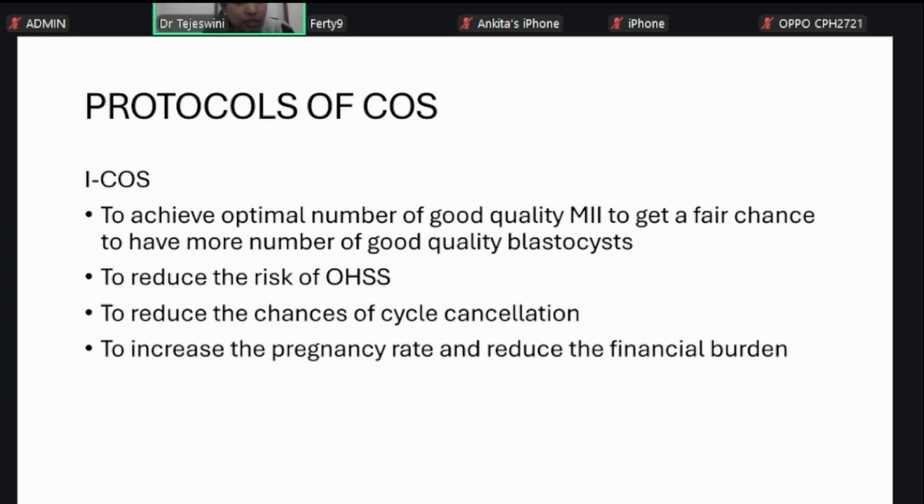In some cases, however much we individualize, say in 10 to 20% of the cycles might land up in poor ovarian response.